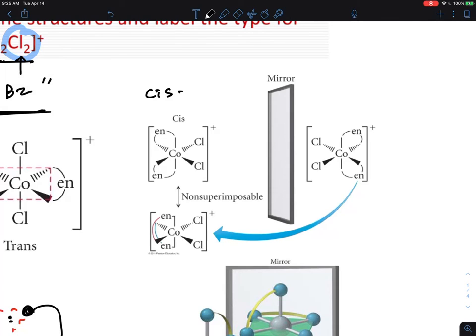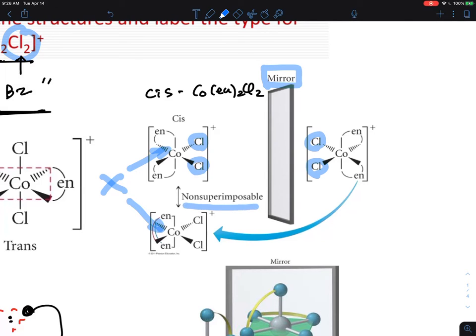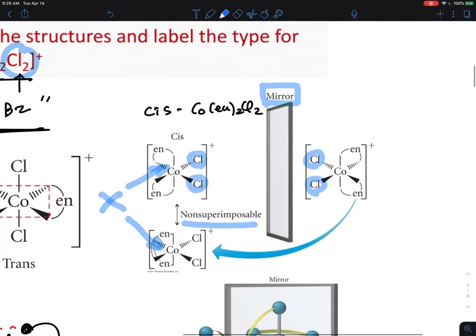The metal complex is cobalt with en2Cl2. Okay, and so they are the ones having the chlorines on the 90-degree side. And then if you put the mirror, this is a flipped mirror image, and you can bring this one down, and if you rotate this one like this, you will find that in this one and this one, the positions of the ions are different. They are not the same. So this is what is called non-superimposable.